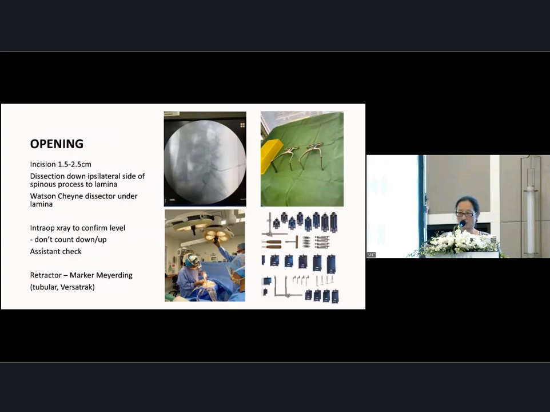But the Watson chain is very good because you can really see it's very firmly placed. You can see it's definitely under that particular lamina, because again, it can be tricky if the shot's not that great. And as I said, best to do an intra-op X-ray. Don't count up or down because mistakes can be made by counting, and have your assistant check. I use a Markerless Myodine retractor, but tubular retractors or Versatrac, particularly in large patients, can be used.